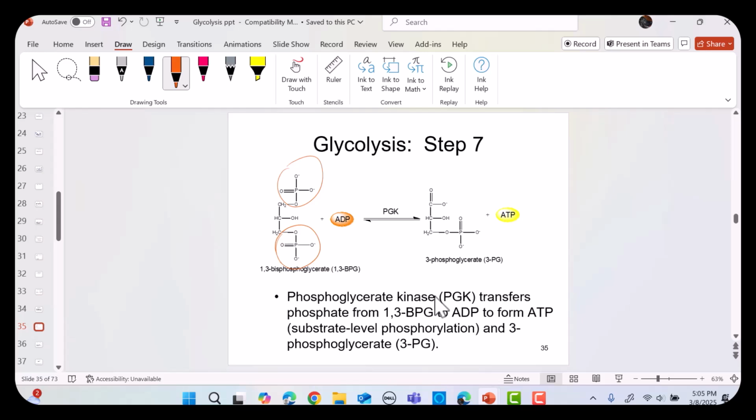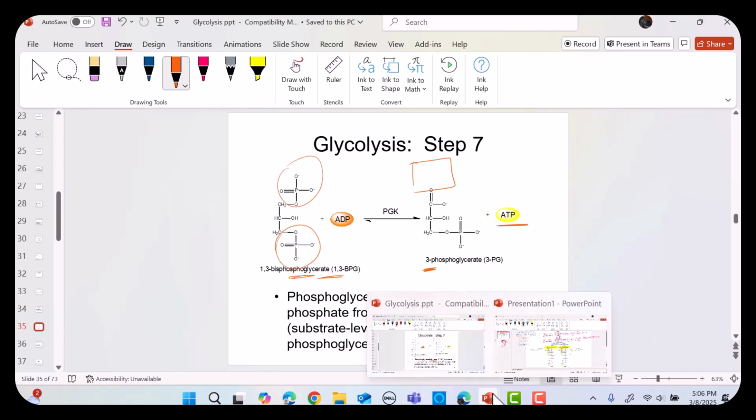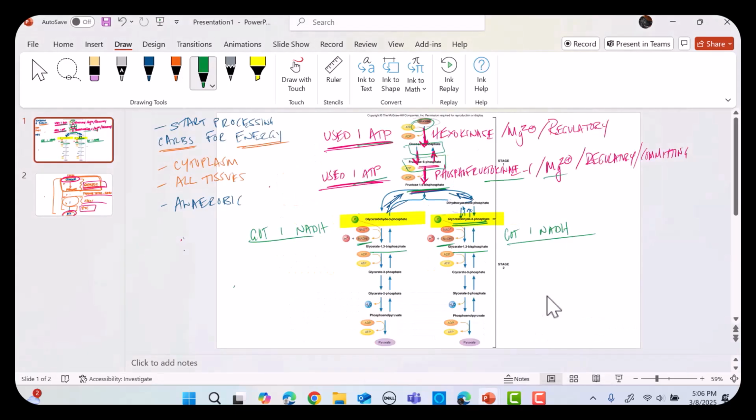Since we have the energy, we're going to take a phosphate off, put it onto ADP, and make ATP. So we'll go from 1,3-bisphosphoglycerate to just 3-phosphoglycerate. We want to take that phosphate that was on carbon 1 off. The enzyme that does this is phosphoglycerate kinase. Figures, phosphoglycerate and kinases put phosphates on. So you have to know that enzyme, but it's not regulatory. So that's the one that messes you up.